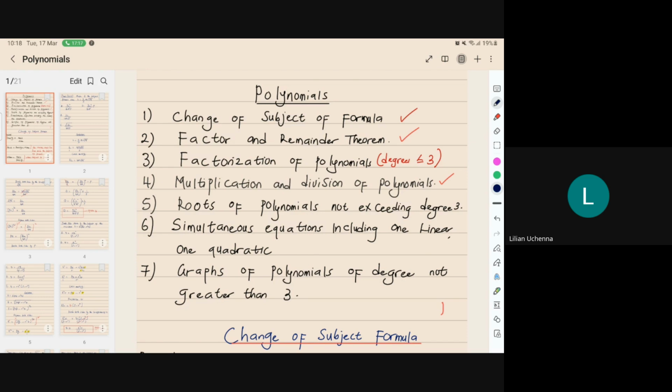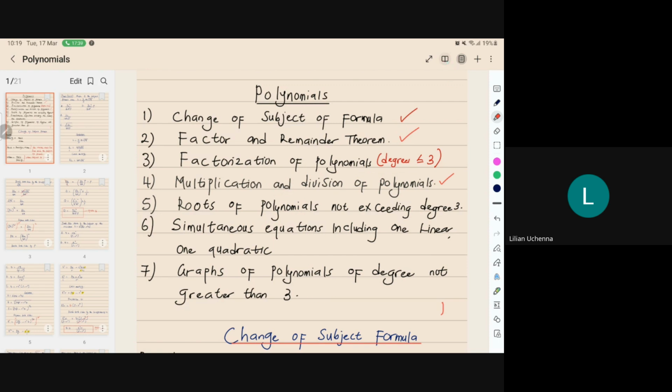In our last class, we looked at key things, how to change the subject of a particular formula. We looked at the factor and remainder theorem. Through that, I also showed you how to divide polynomials, right? And then we have roots of polynomials not exceeding the degree of 3, simultaneous equations including one linear and one quadratic, then graphs of polynomials of degree greater than 3.